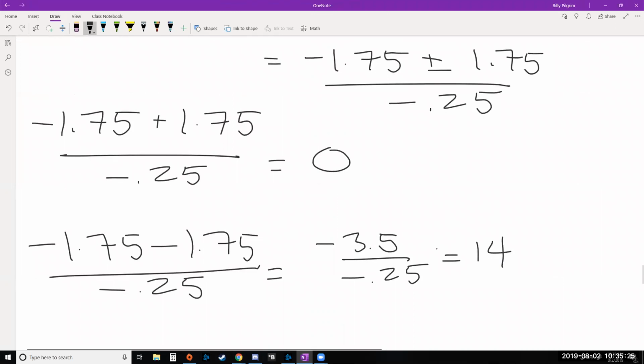Sometimes this happens with solving quadratic equations that have context. You'll get two answers, but often one of them will be nonsensical or redundant. In this case, both of these answers make sense, but one of them is redundant. You could probably guess it's the 0. So why is the 0 redundant?